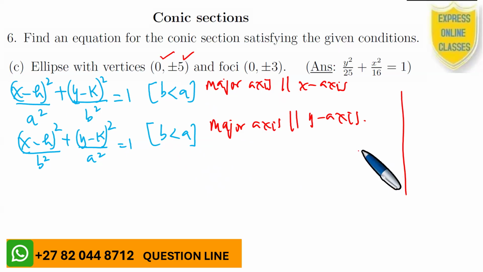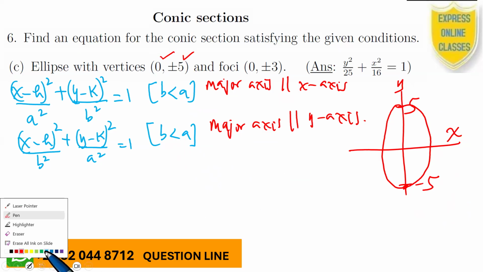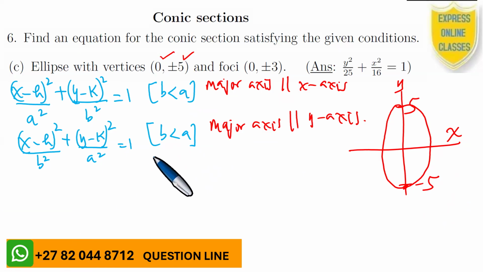So you have the graph like this. Because you need to find an equation, you need to picture the thing. Right, the vertices are on these. So which means that y is 5, minus 5. So which means that the graph is going to be like this. Pretty much. Okay. It's going to be like this.